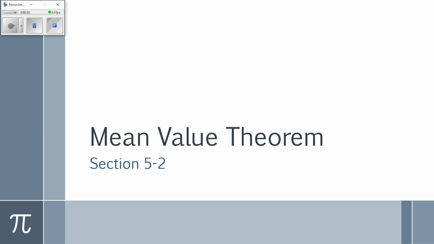So in the next series of videos here, I'm going to be introducing you to our next big theorem. We've had the intermediate value theorem, which says if a function is continuous on a closed interval, then we must hit every function value between the endpoints. And the extreme value theorem, which says that if a function is continuous on a closed interval, then there must be an absolute maximum and an absolute minimum.